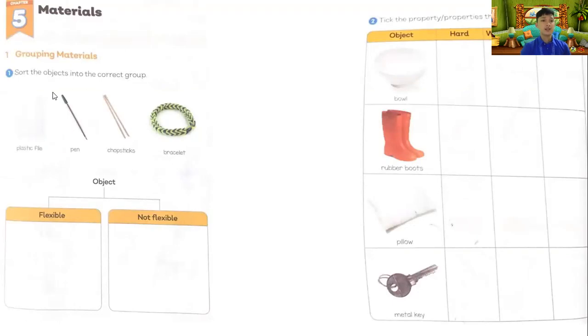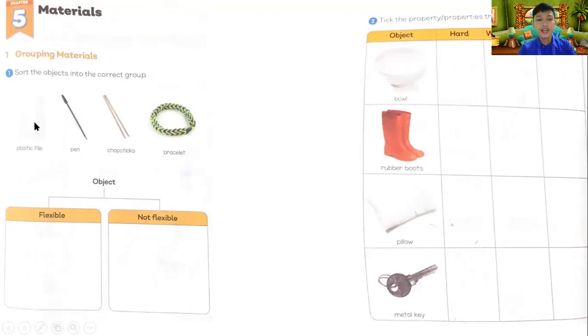Okay, materials. So what you need to do here is you can see the four objects, correct? The first one is plastic file. Pen, chopsticks, bracelet. Okay? So now there are two boxes. The first box is flexible. Flexible means you can bend. All right? Not flexible means cannot bend. That's why you need to group them.